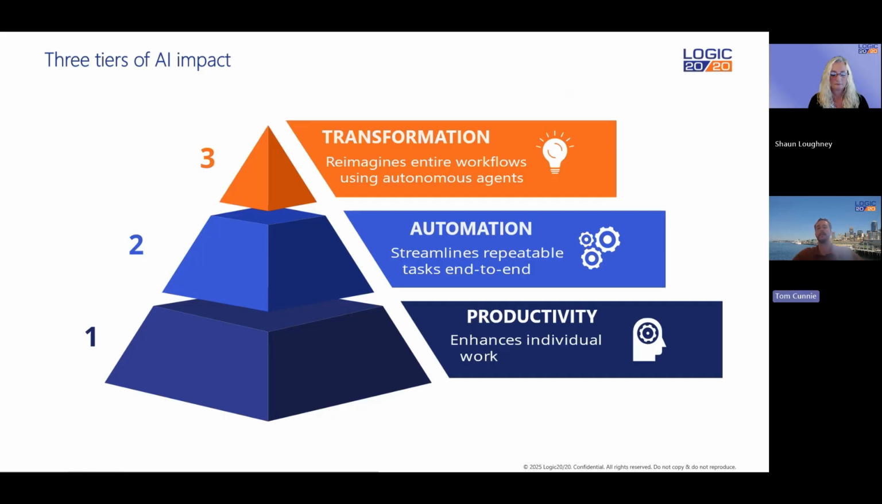The takeaway is that AI impacts come in layers. It starts with productivity gains, grows into end-to-end workflow improvements, and ultimately enables us to rethink entire business processes. The opportunity is to decide where to start, but more importantly, to have a roadmap for climbing from Tier 1 up to Tier 3. Next up, we have use cases.